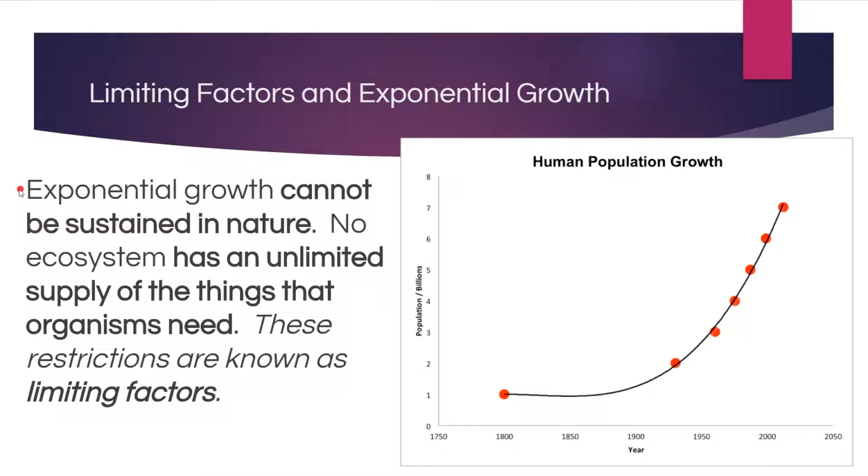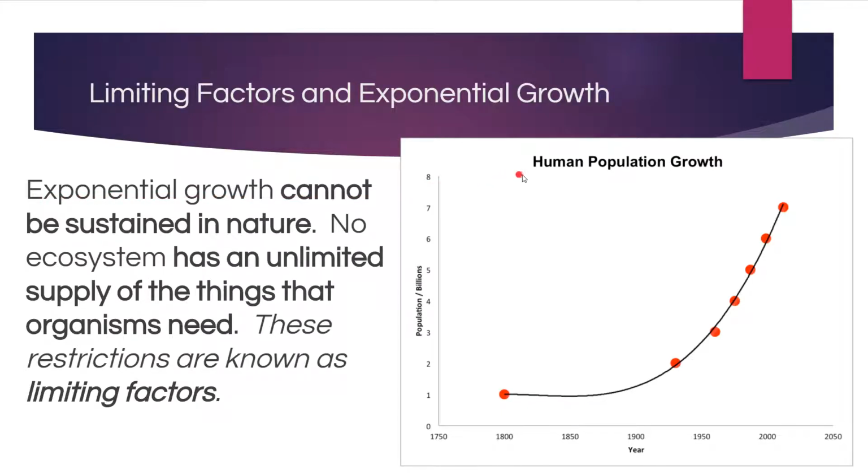Exponential growth cannot be sustained in nature. No ecosystem has an unlimited supply of things that organisms need. These restrictions are known as limiting factors. Okay, so we'll get into it more here in a second, but we all require shelter and food and water, right? These are all part of the limiting factors. There's other kinds, but I'll just make it easy and talk about that.